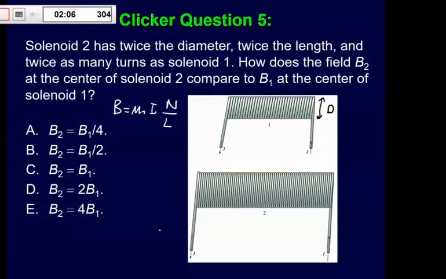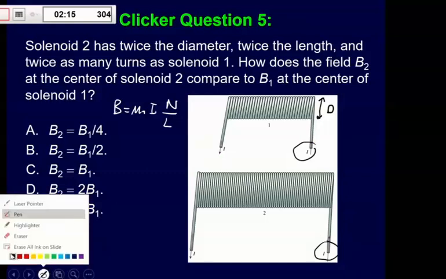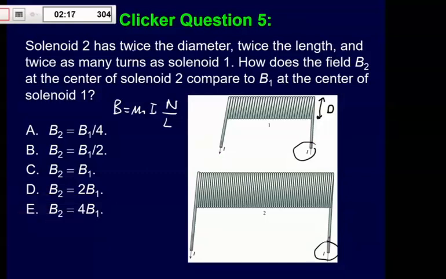Okay, and so we want to compare the magnetic field. Now in this problem, we're told that the current is the same. It's sort of really tiny here, but you can see it's the same current. And so it comes down to this ratio of N divided by L. But what do they say here? Well, they say that solenoid 2 has twice the length. So the L is bigger, but it's also got twice as many turns as solenoid 1.